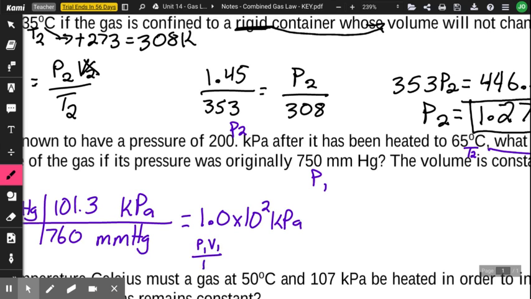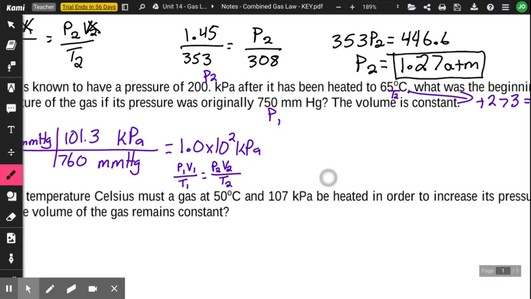P1 V1 over T1 equals P2 V2 over T2. Now, again, looking at our problem, it doesn't have anything to do with volume. All it says is that the volume is constant. If our volume's constant, that tells you that the volume isn't going to affect anything. It doesn't matter here, so we can cancel out that unit. So P1 over T1 equals P2 over T2.